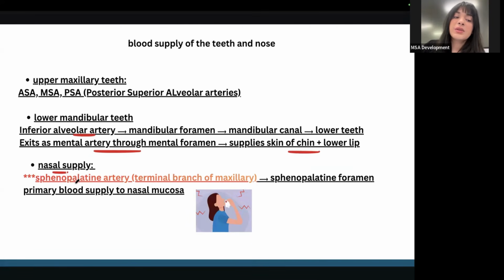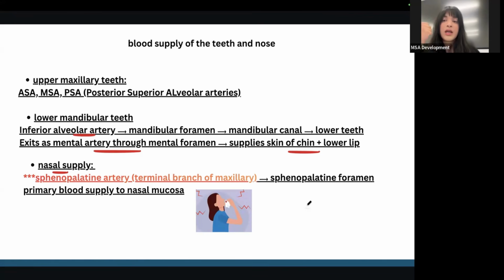And then we have the nasal supply. The sphenopalatine artery, which is a terminal branch of the maxillary, it is going to basically go through the sphenopalatine foramen, right? Now, what happens if someone punches you in the face?